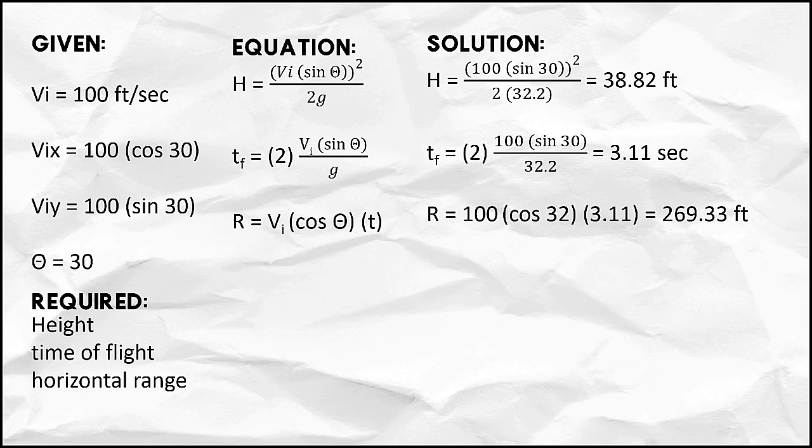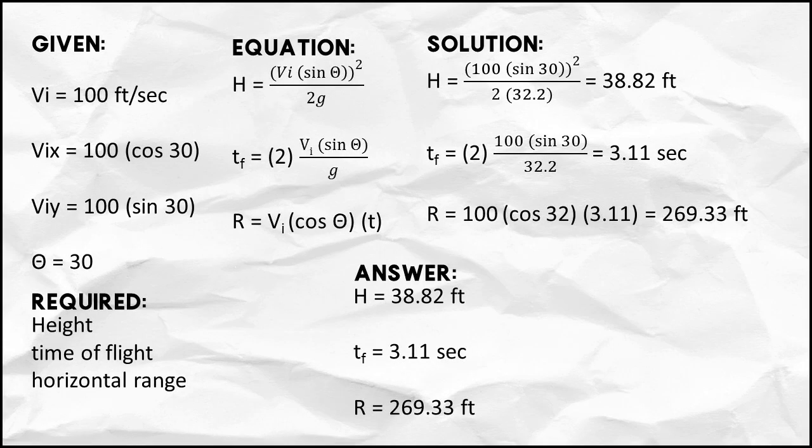For the time of flight, substitute the given. We have 100 times sine 30 all over 32.2 times 2. The answer is 3.11 seconds. For the horizontal range, substitute the values. We have 100 times cosine 30 times 3.11 is equal to 269.33 feet. For our answers, the height to which it rises is equal to 38.82 feet, the time of flight is equal to 3.11 seconds, and the horizontal range is equal to 269.33 feet.